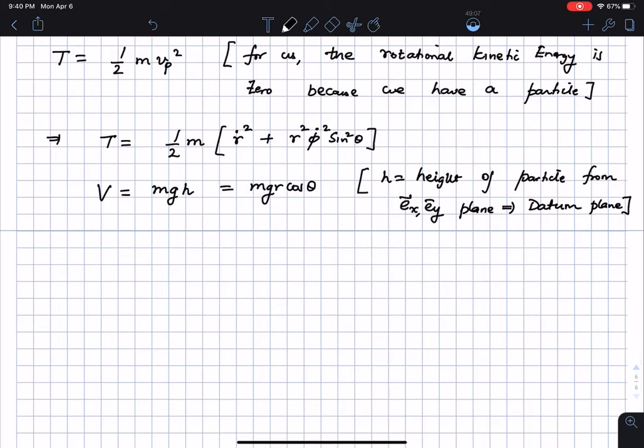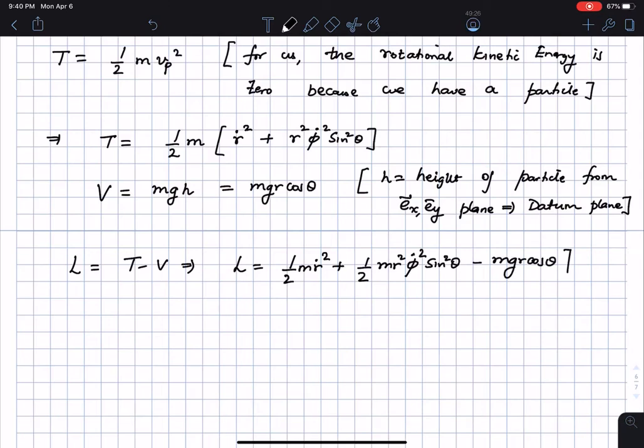Just time to write the Lagrangian. So L is equal to T minus V, which means that L is going to be half m r dot square, plus half m r square phi dot square sine square theta, minus mgr cos theta.